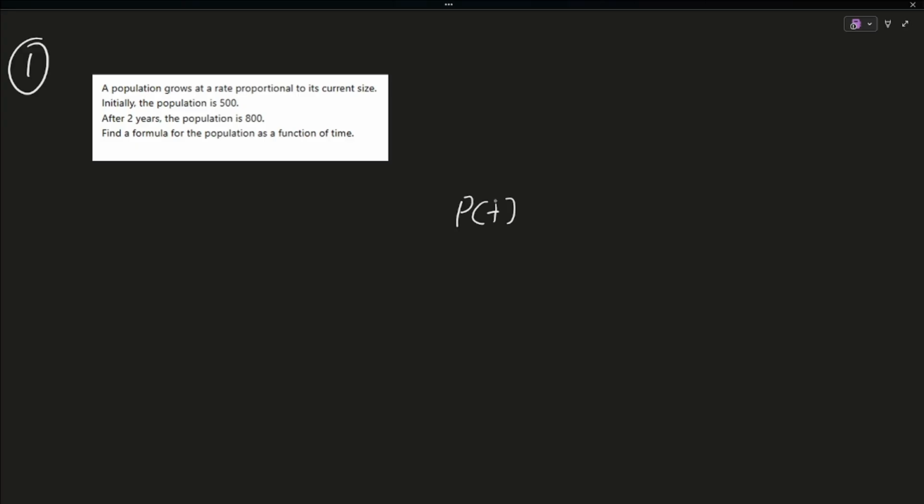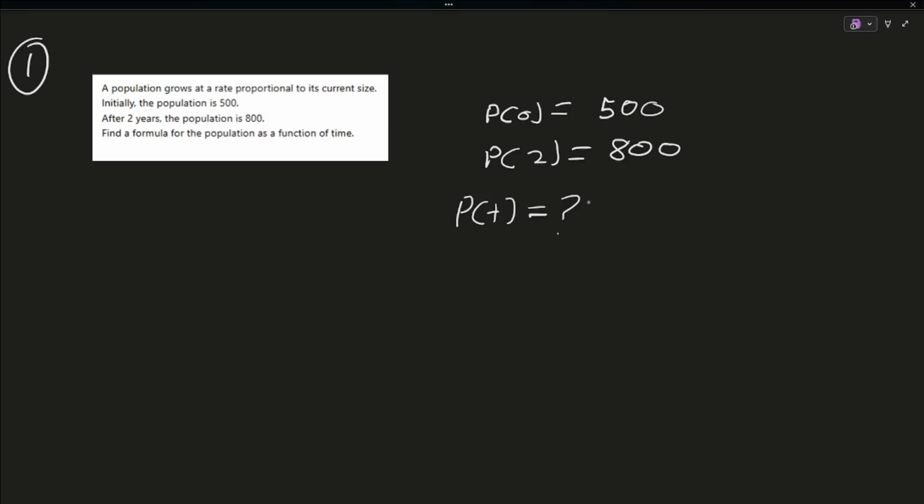Okay, this is the interpretation of the last sentence. Find the formula for the population. It's asking us what is P of t. The third sentence tells us after 2 years the population is 800. This means that P of 2 equals 800. Okay, we are given one condition and another condition. Initially the population is 500. What does initially mean? From the start, the population is 500. So at time equals 0, at P of 0, our population will be 500.